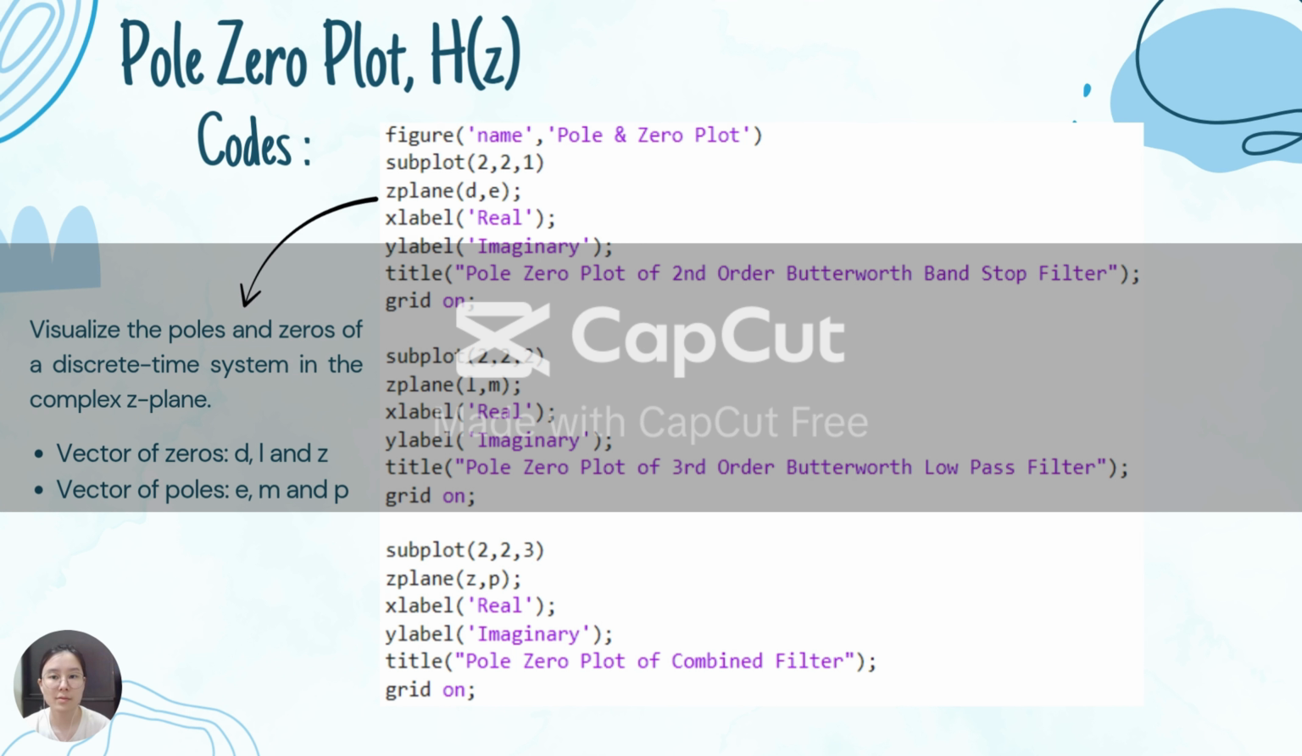This is the code for the pole-zero plot. The function is used to visualize the poles and zeros of a discrete-time system in the complex plane. The Z vectors are the zeros, while the P vectors are the poles. Then we can get the 3 plots.